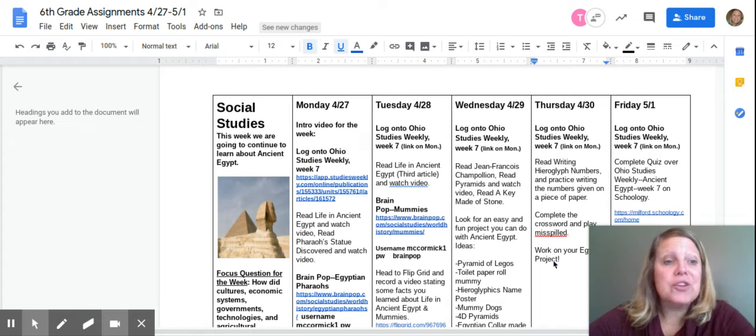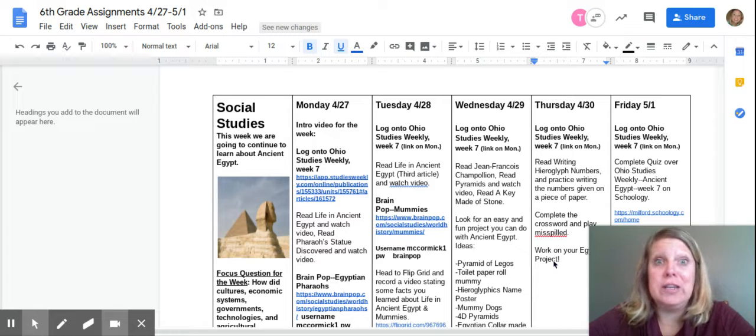On Thursday, we're going to continue with Ohio Studies Weekly. We're going to take a look at the last article, and that is called Writing Hieroglyph Numbers. I want you to read that article, and I want you to practice writing some hieroglyph numbers on a piece of paper. That isn't anything that you have to turn in, but I do want you to practice writing those numbers so you see what it was like for the people of ancient Egypt. And then after you're done with that, go ahead and complete the crossword and play the game Misspelled. So I want you to do those to kind of review what we've been learning about and continue working on your Egypt project.